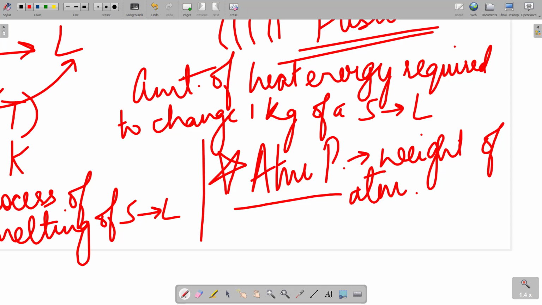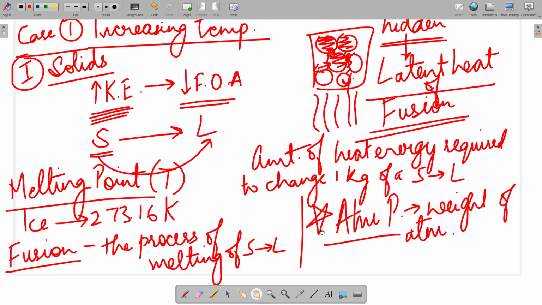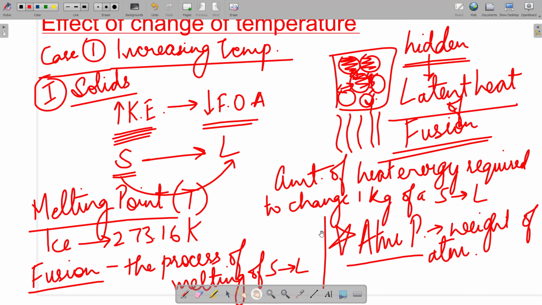Okay. So this was about the first case, increasing temperature in solids. Whenever we increase the temperature, kinetic energy increases, the force of attraction breaks loose, and so the solid converts into liquid. So the temperature at which the solid is being converted into liquid is called its melting point. We've seen an example of ice, 273.16 Kelvin. This process of melting of a solid into liquid is known as fusion.